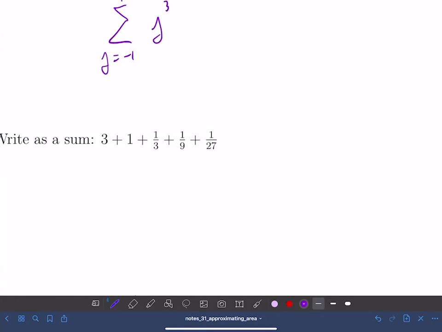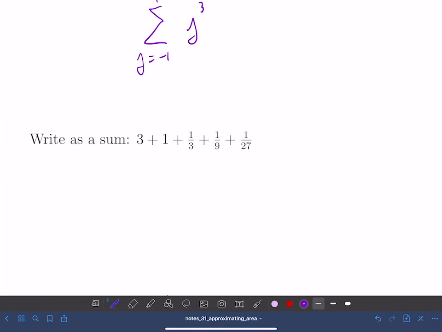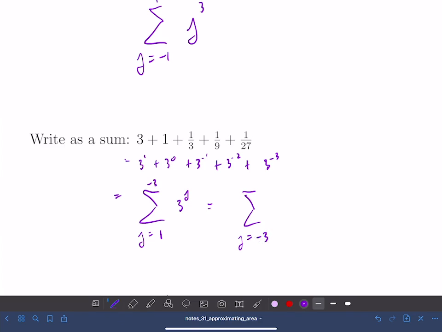This next one here, I did this one specifically because I think that we should rewrite this as 3 to the 1 plus 3 to the 0 plus 3 to the minus 1 plus 3 to the minus 2 plus 3 to the minus 3. And when I write it like that, this can be written as the sum from j equals 1 to minus 3 of 3 to the j. And I don't really like having those out of order. So I think I'd rather write it as the sum from minus 3 to 1 of 3 to the j.